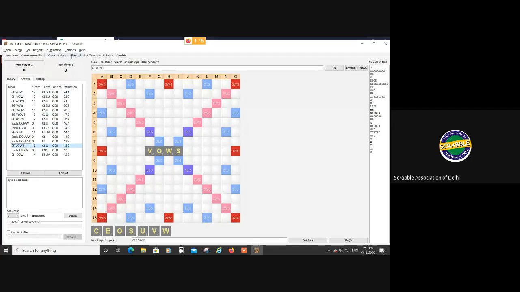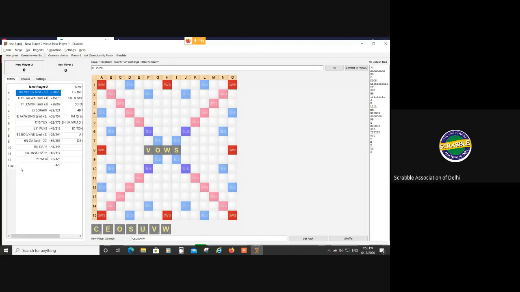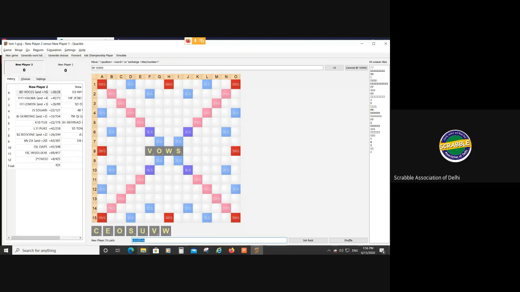Just a moment. It depends on the level at which you are simulating the game. If you're simulating at a high level, you get higher level words. If you're simulating at a low level, you'll get a lower level word. So in my case, this was the game I was playing.